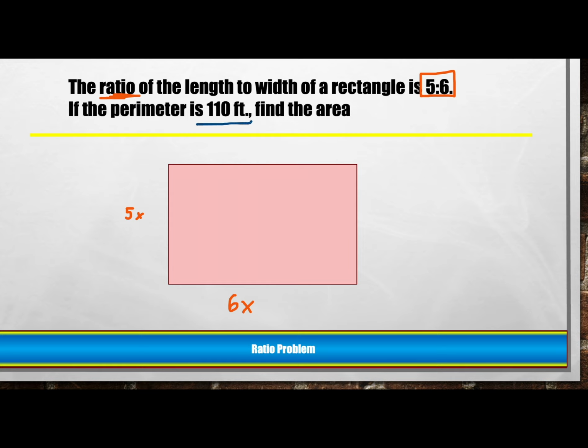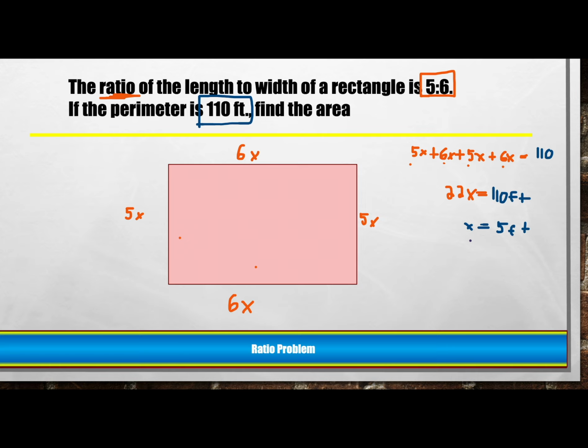And then this problem also tells us the perimeter is 110 feet. So that means if we add up all 4 sides to this rectangle, 5x, 6x, and we have another 6x and another 5x, they're going to equal 110 feet. When we add up 5, 6, 5, and 6, that comes out to 22. So 22x equals 110 feet. Divide by 22, and we get x is equal to 5 feet.